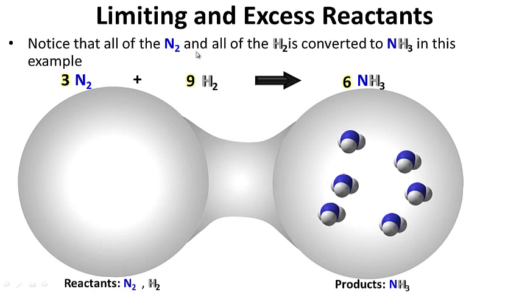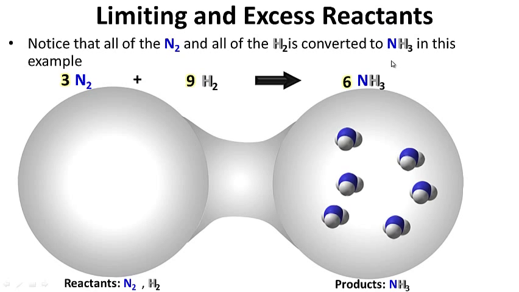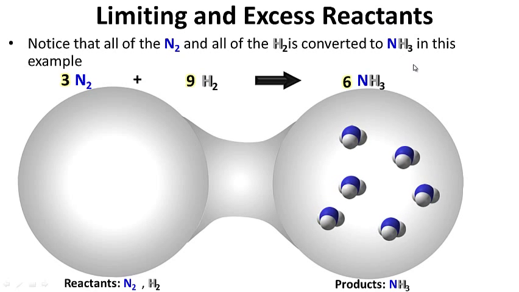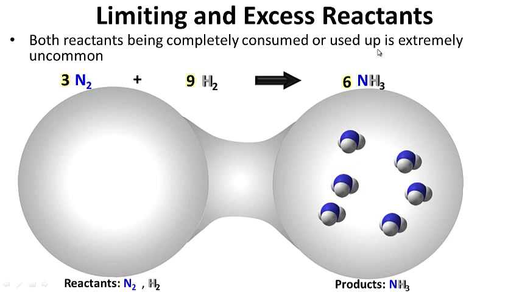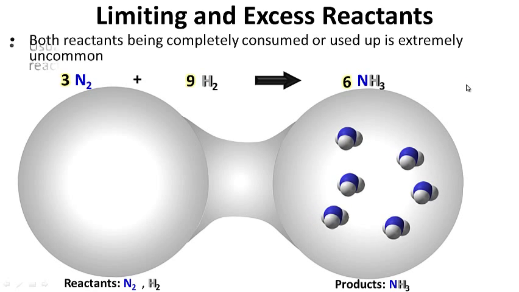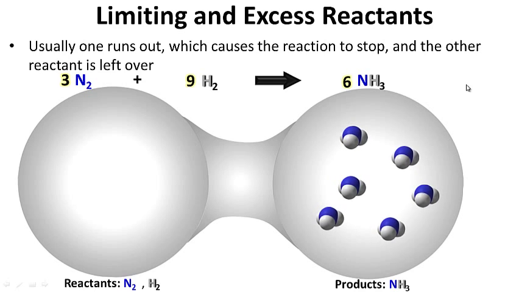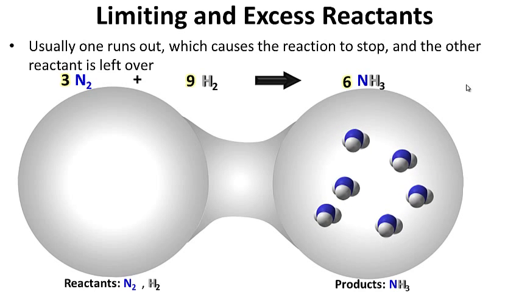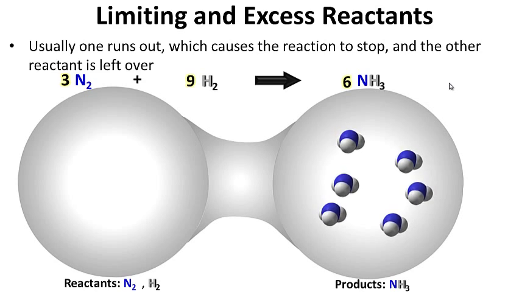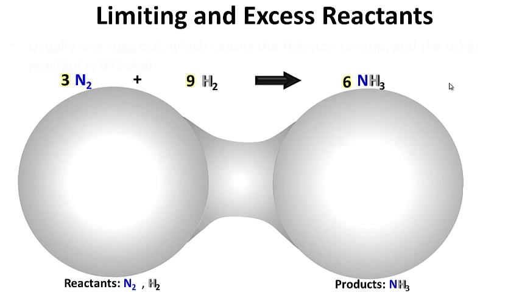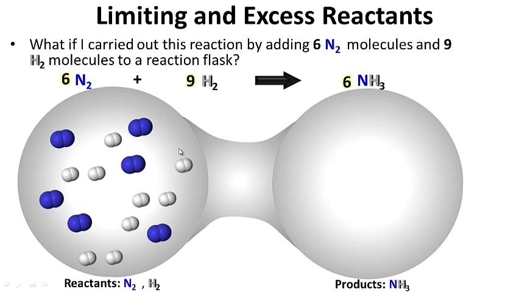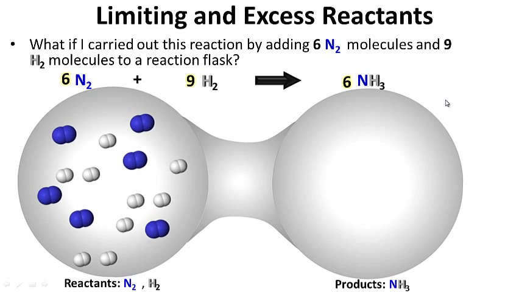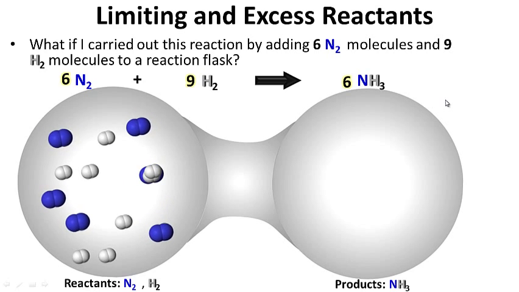So notice that all of the N2 and all of the H2 is used up and converted to NH3 in this example. Well, both reactants being completely consumed or used up is extremely uncommon. So usually one runs out first, which causes the reaction to stop, and the other reactant is left over. So what if I carried out this reaction by adding 6 N2 molecules and 9 H2 molecules to our reaction flask here? Well, let's see what happens.